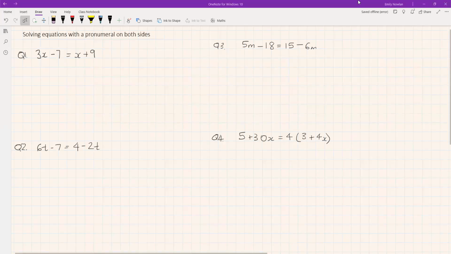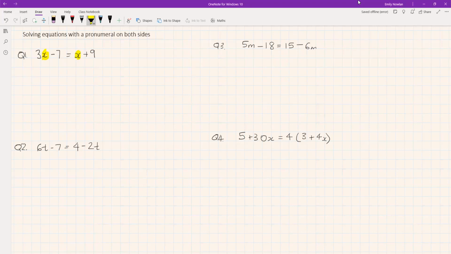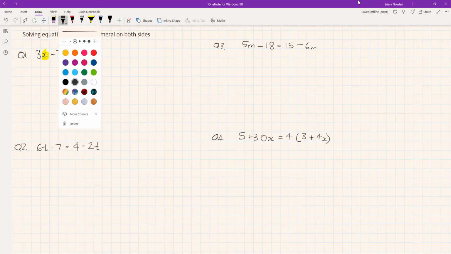Hello everyone. We're going to solve equations when there is an unknown on either side of the equal sign. So let's just take a look at what we're talking about here. If we look here at question 1, there is a pronumeral or an unknown here, and there's a pronumeral or an unknown, there's another name for it there. They are on either side of the equal sign. Okay, they're not on the same side, they're on either side of the equal sign.